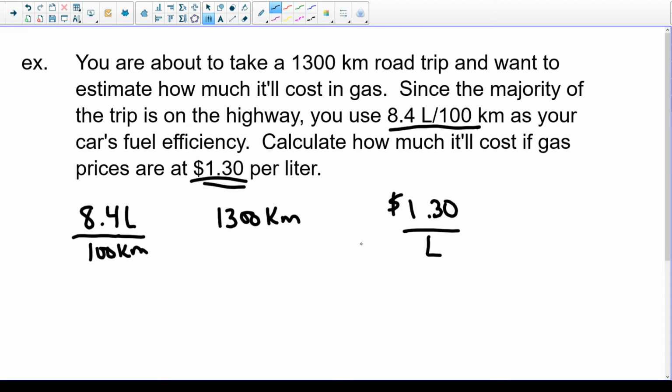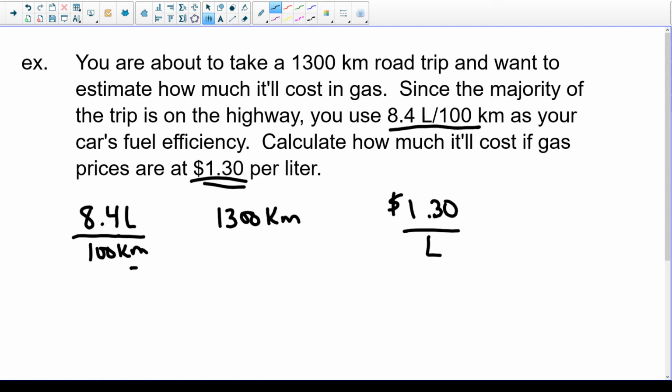Now, it's actually quite simple, and it's based on what I call the scientific way of working with units. I want you to look at the units here, liters divided by kilometers. Right here, I have units that are kilometers, and I want you to notice that the kilometers are on the bottom of the fraction, and the kilometers are at the top of the fraction over here. I could actually write 1300 kilometers as 1300 over 1. So that's technically a fraction. Okay? So the kilometers are at the top of the fraction for this value, and at the bottom of the fraction for this value.